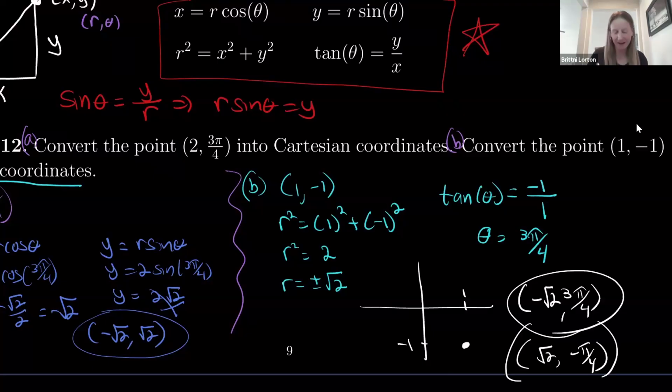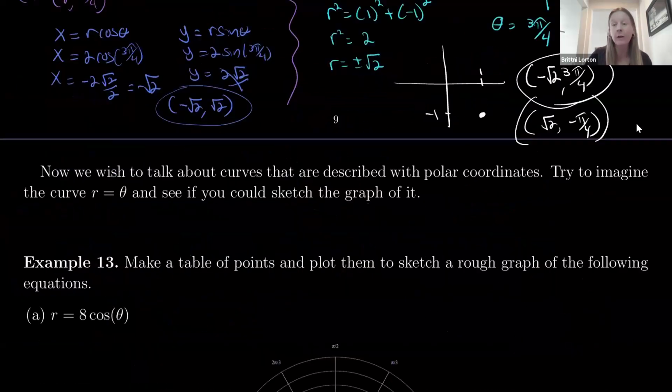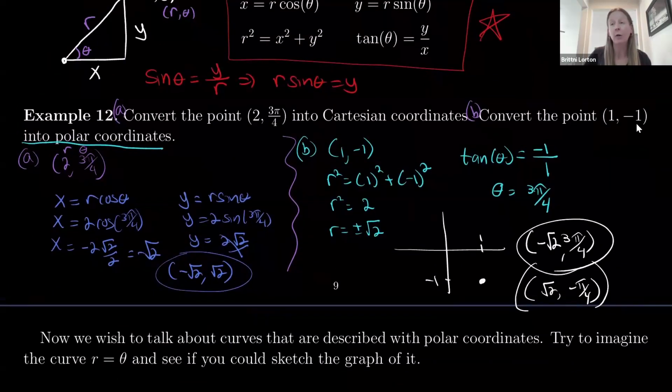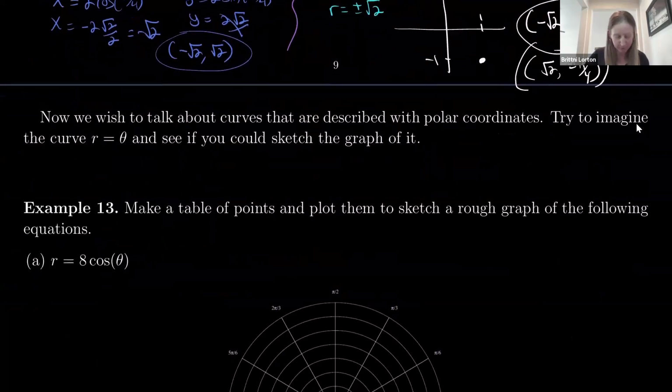Whoo-wee. All right, we got it. Those are the 4 equations that you're going to use to convert between polar and rectangular coordinates. There's always more than one answer for the polar coordinate. Okay, let's do some more.